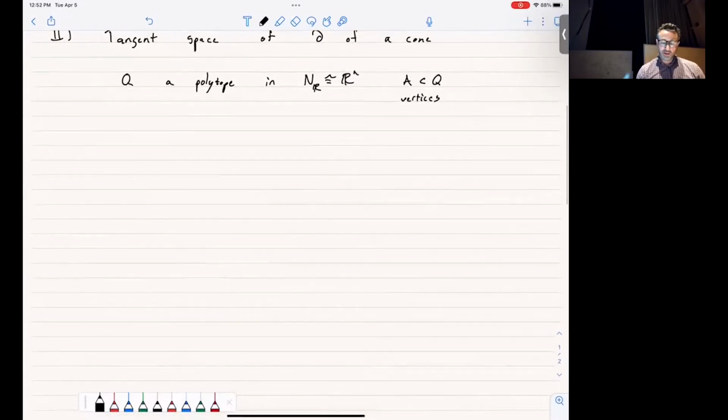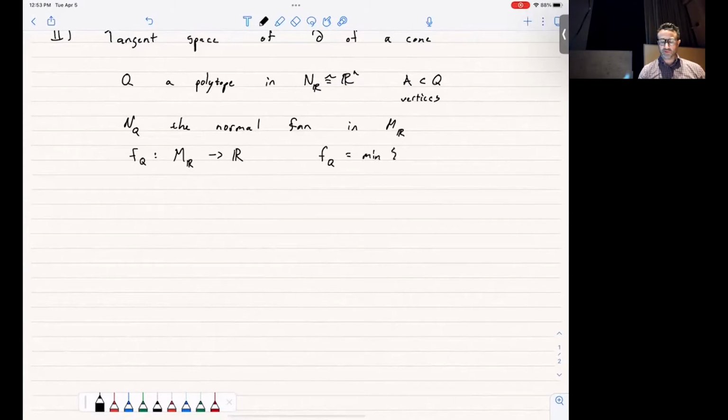All right. I'll denote by N_Q the normal fan of Q. And this will be supported in M_R, the dual of N. And then we can define, of course, this function, which is essentially the tropicalization of Q, maybe, I don't know, some trivial valuation. So this is just the minimum over all the vertices.